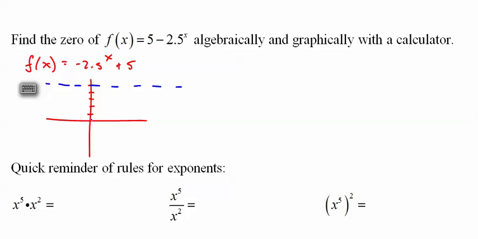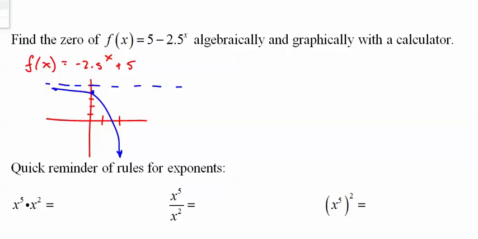Put in 0, we get negative 2.5 to the 0 plus 5. Sorry, my bad. 2.5 to the 0 is 1. Negative 1 plus 5, so we'd hit here at 4. And then where does it hit over here? Well, I threw it in the calculator, and I could do an intersect function. It's going to look something like that.